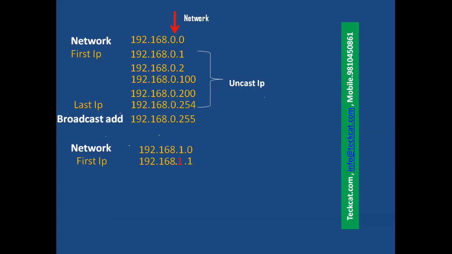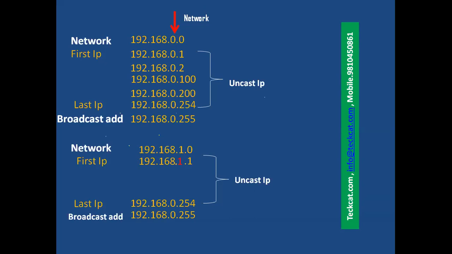It means that 192.168.1.1, this IP address, belongs to a different network. Yes. So the last IP of the 192.168.0.0 network is 192.168.0.254. And these IPs from 1 to 254 are called unicast IP addresses, and the last one is called the broadcast address.